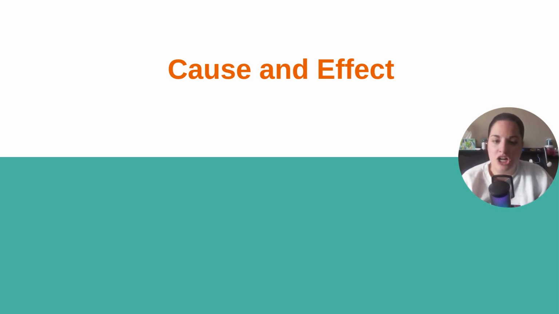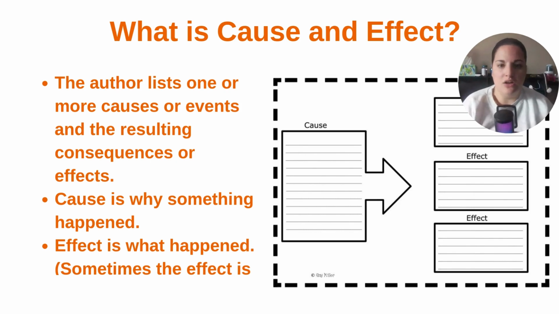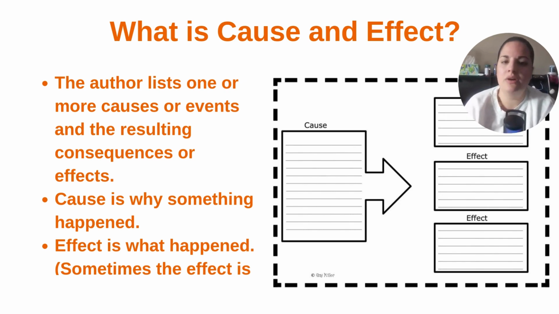Next up, we have cause and effect. All right, so what is cause and effect? This, again, is a concept that you guys should be pretty used to at this point. We are just talking about things that happened and why those things happened. So the author lists one or more causes or events and the resulting consequences or effects. So the cause is why something happened, and the effects are what happened. At the end of the day, those two things have to be related. If they're not related, then we're not talking about cause and effect here.